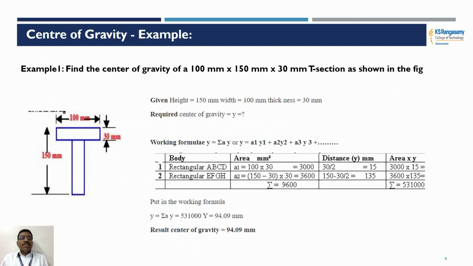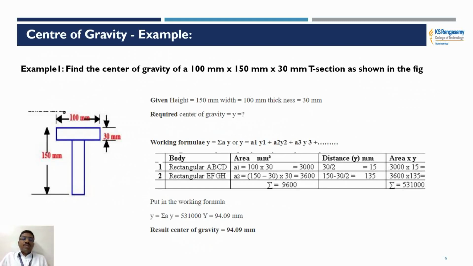The T section means we have the web as well as the flange portions. The flange portion dimension is 100 mm by 30 mm, whereas the web portion dimension is 150 mm by 30 mm, and 150 mm is the overall depth of the T section. So the height of the T section has been taken as 150 mm and the thickness of the T section has been taken as 30 mm. For this section we want to find the center of gravity.